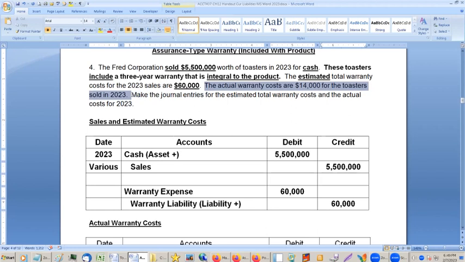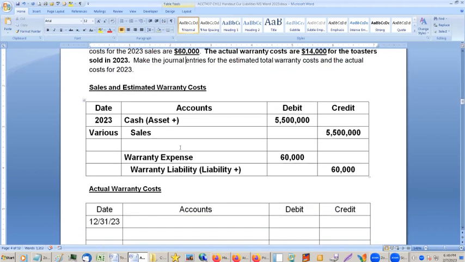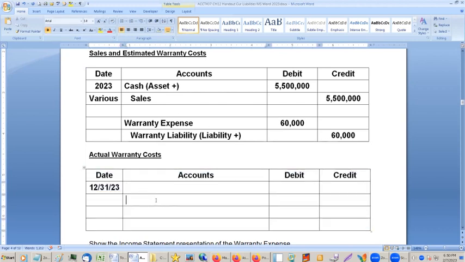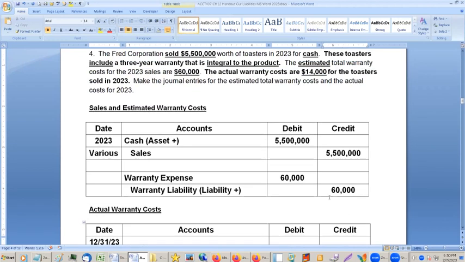All right. Now there is another little twist here. And that is some of the toasters, maybe we sold some in January, that actually have come back already. And if the actual warranty costs are $14,000 in 2023. Okay, so let's come down here. Now, these costs, they could be in cash, it could be in parts, it could be in labor, it's housework, etc. Whatever it takes to get the things back going, and that cost us 14,000.